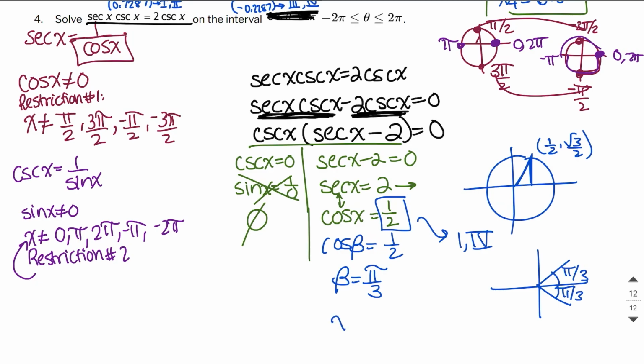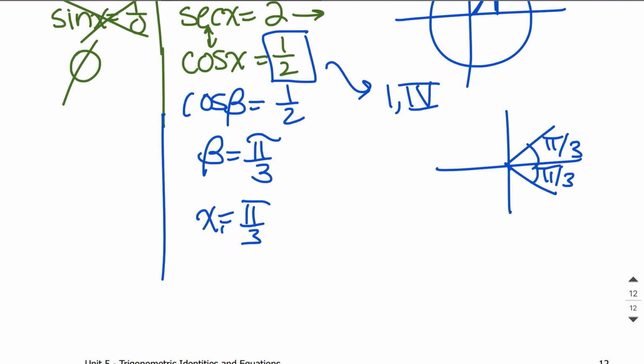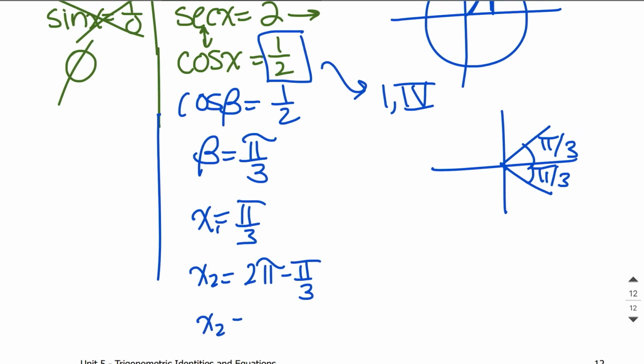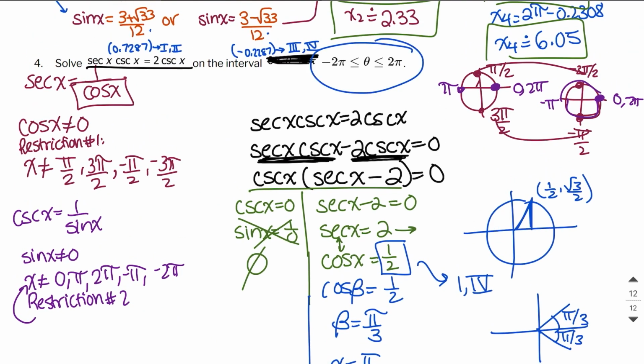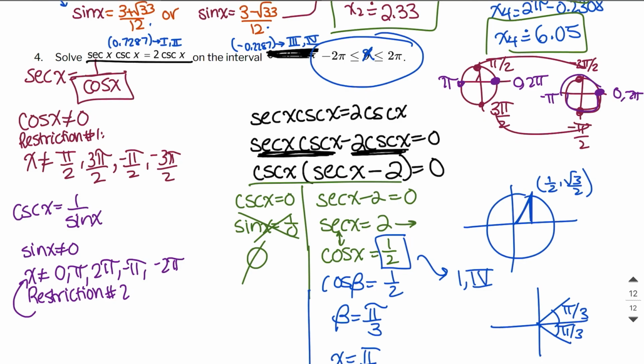So actually, let me write this down. One answer for x would be pi over 3. Another possible answer for x would be 2 pi minus pi over 3, which is 5 pi over 3. So here's one answer, here's another answer. However, reminder, theta or x here can be anything between -2 pi to +2 pi.